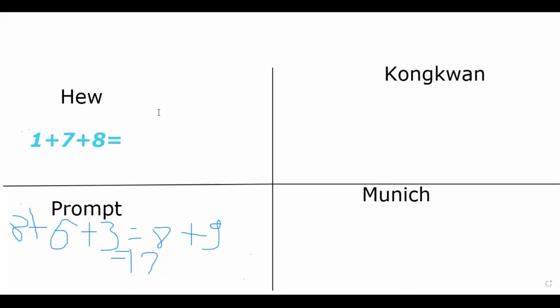Munich number 5. You, okay, you finish that, you. 1 plus 6. No, how do you do it, you? How do you do it? You have to group the numbers first, you. You have to group the numbers. It's not that one. Look at their work, you. Look at them. How did they do it?